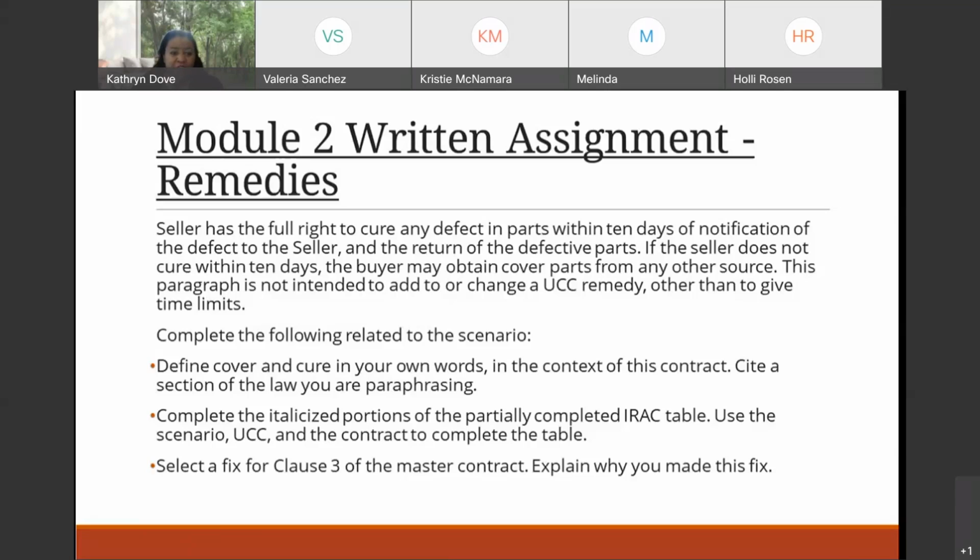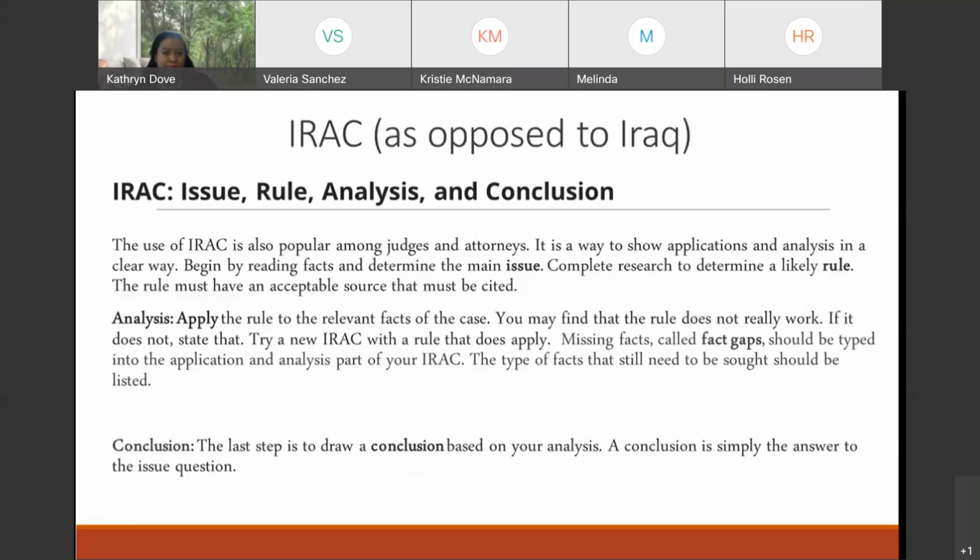First, define cover and cure in your own words. In the context of this contract, you will need to cite to the UCC. And then you want to complete the italicized portions of the IRAC table using the scenario and the UCC to complete your IRAC table. And then select a fix for this clause of the contract to make it more clear as to the seller's right to cure. And then explain why you made the fix.